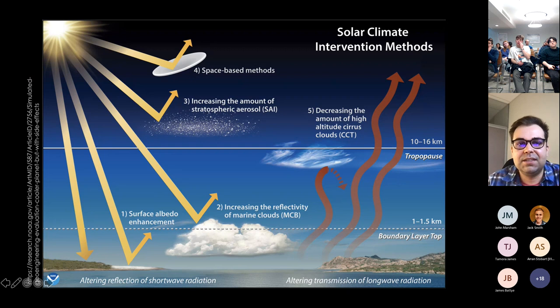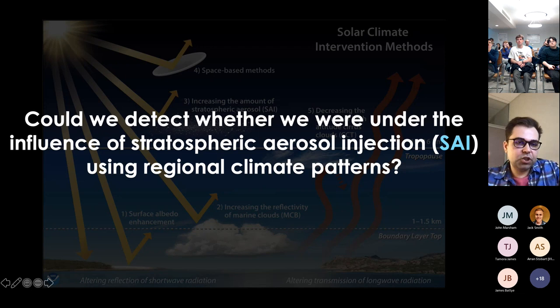So one of these climate intervention or geoengineering methods is this idea that you can release stratospheric aerosols into the atmosphere, which reflects shortwave radiation, acting as a cooling mechanism or maintaining Earth's temperature. The question we're asking here is, let's say some actor all of a sudden started doing stratospheric aerosol injection. Would we be able to detect whether that was ongoing?